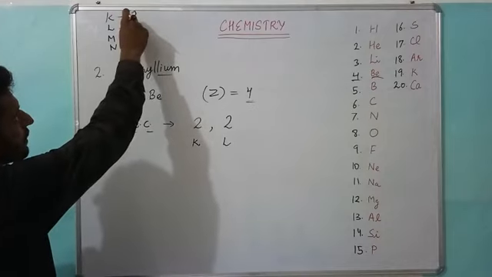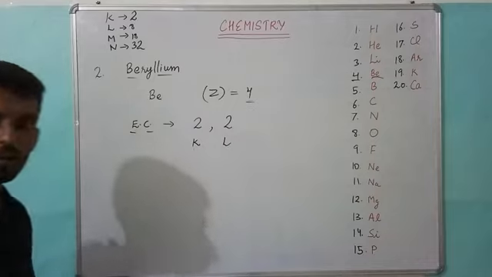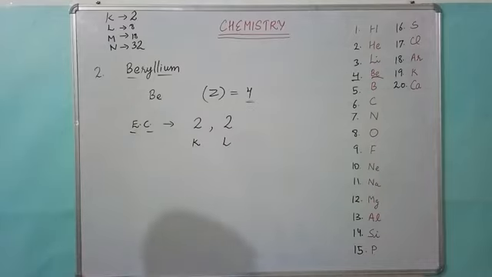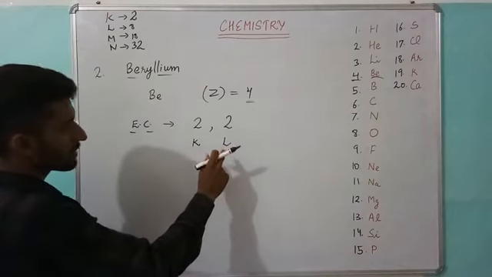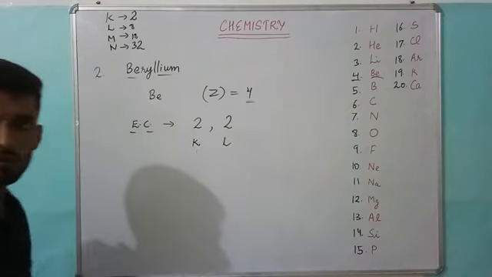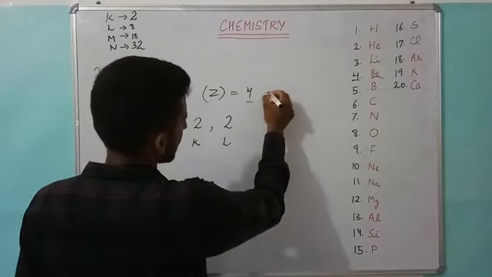Bohr said K will have a maximum of 2 electrons, so out of 4, when 2 electrons are placed in the first shell, the remaining electrons will go in the next shell. How many remain? Only 2, so 2 will go to the next shell. Now we know there are 4 electrons in total.